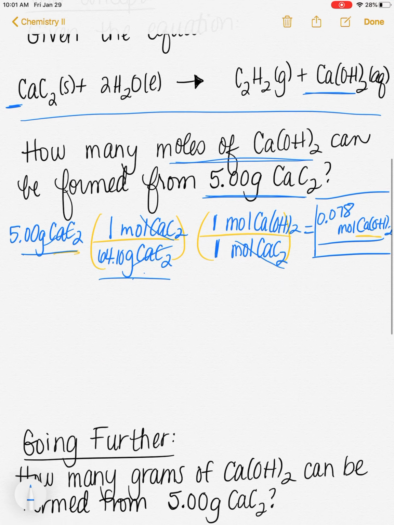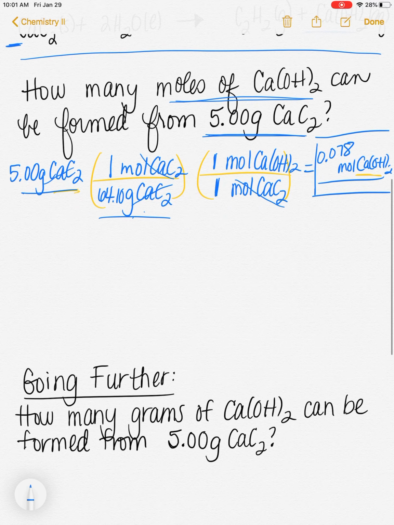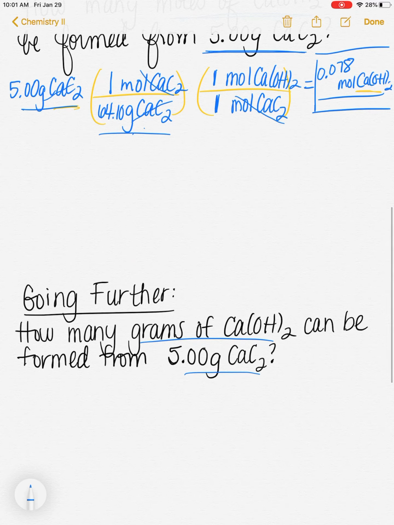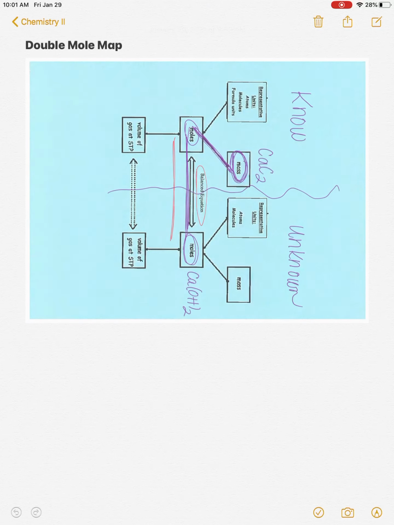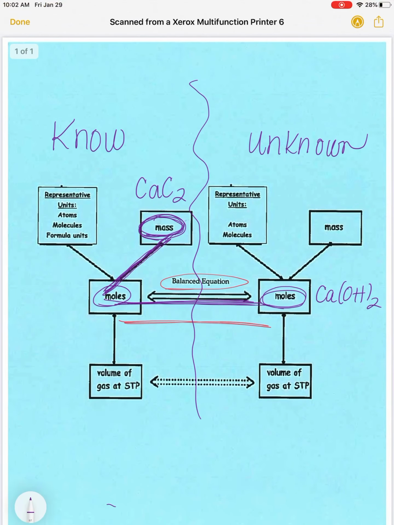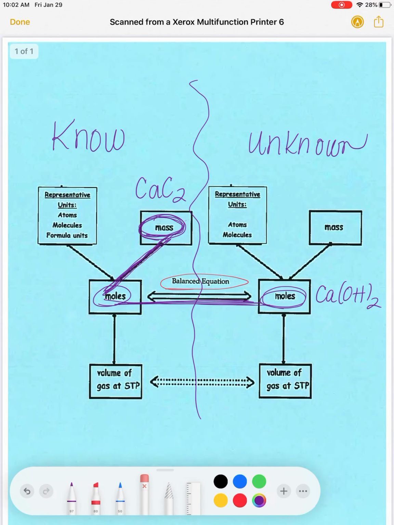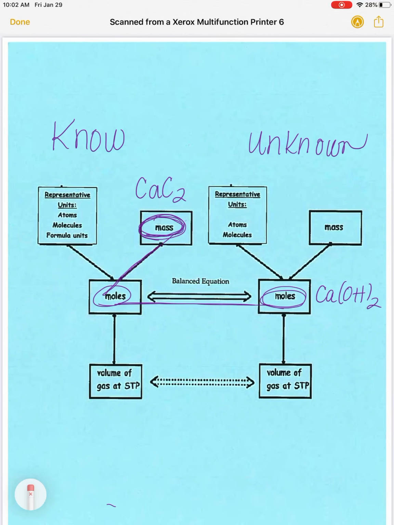I think we can take it one step further though. What about if they say how many grams of CaOH2 can be formed from 5 grams of CaC2? Again, I'm going to start with 5.00 grams of CaC2, but this time I want to finish with the units of grams of CaOH2. Let's consult our mole map and see how many steps this is going to take. All right, let me maybe erase our former scribbles on here.